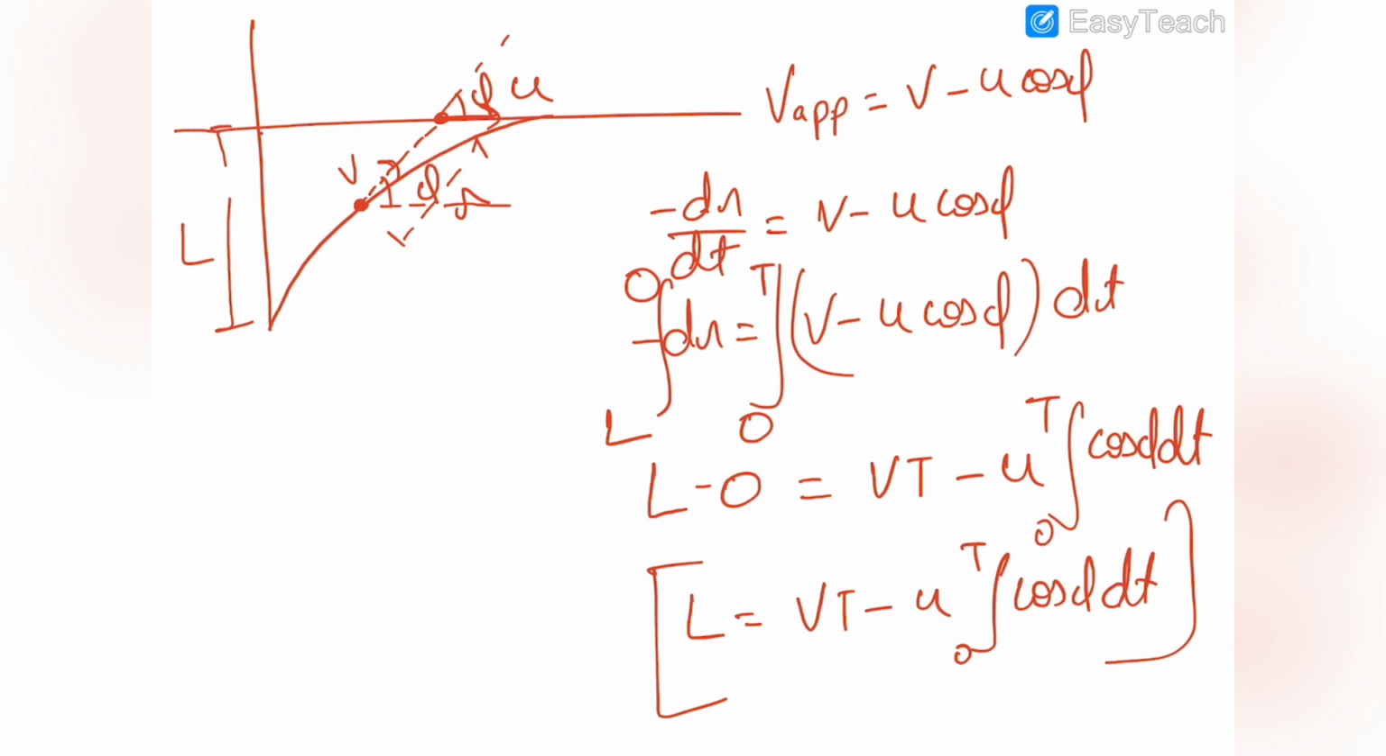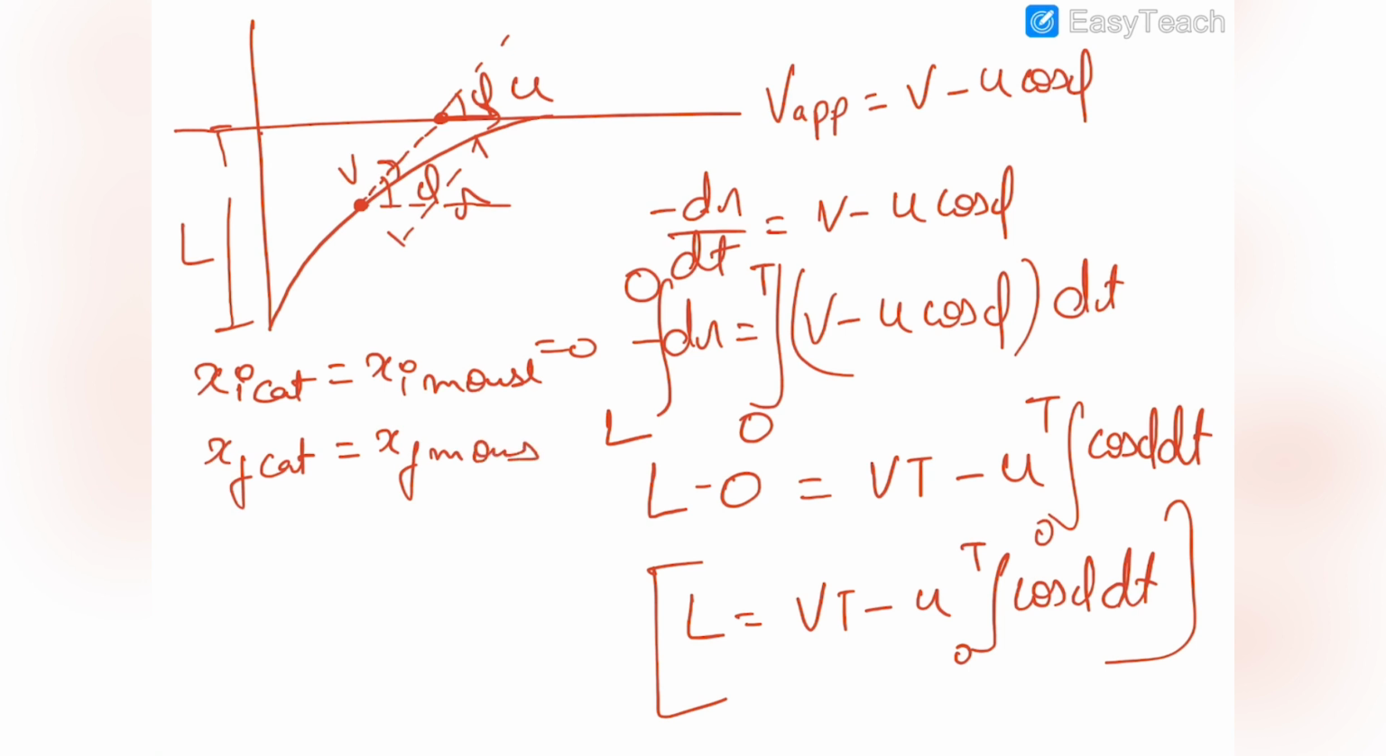So you can see that initially the x coordinate of cat and mouse was the same. The x coordinate of cat was the same as the x coordinate of mouse initially, because they were on the y-axis and it was 0. And finally also the cat has chased down the mouse, therefore the final x coordinate of cat will be equal to the final x coordinate of mouse. So I can say that the distance moved by cat in the x-axis and the distance moved by mouse in the x-axis is the same in the same time.